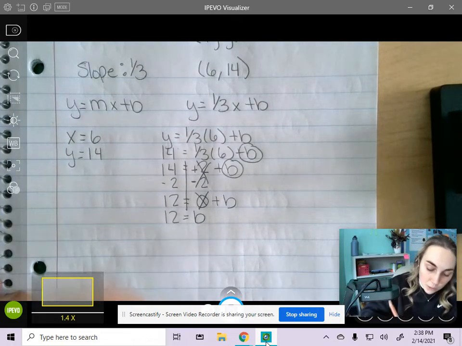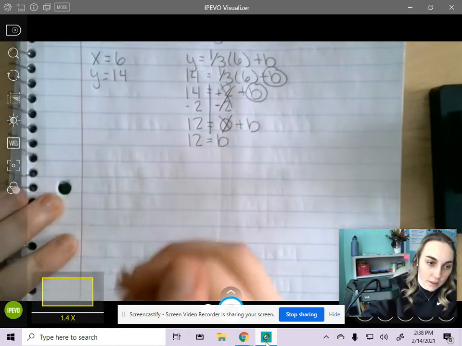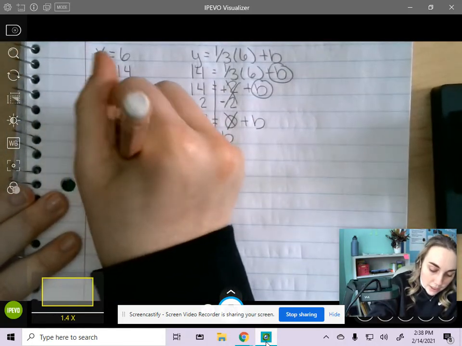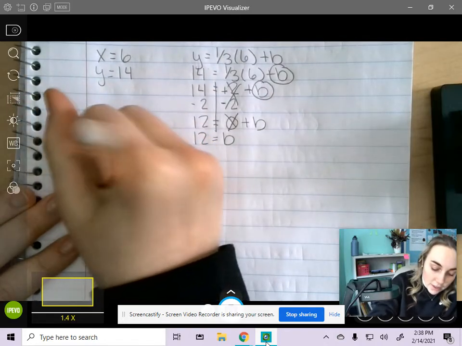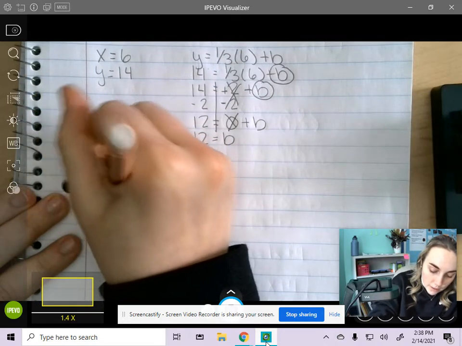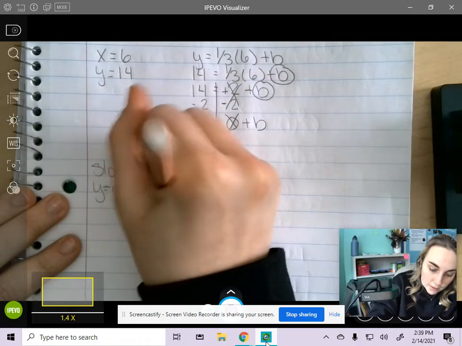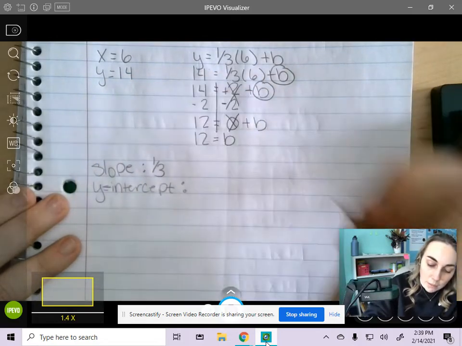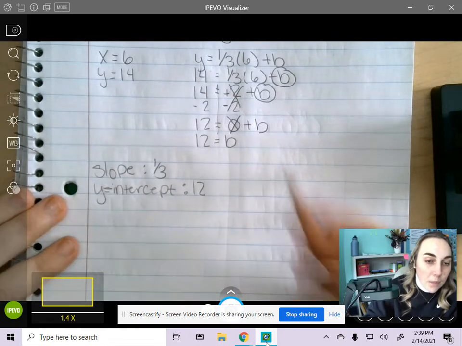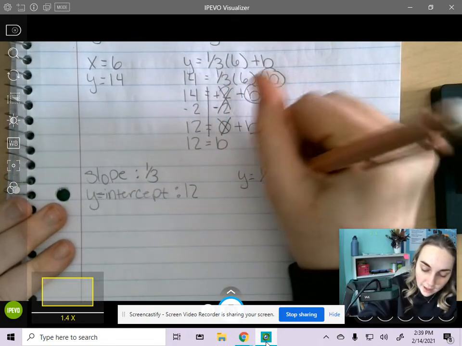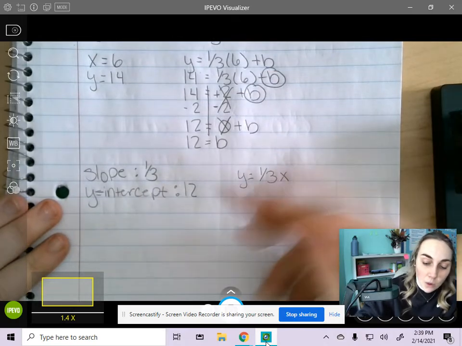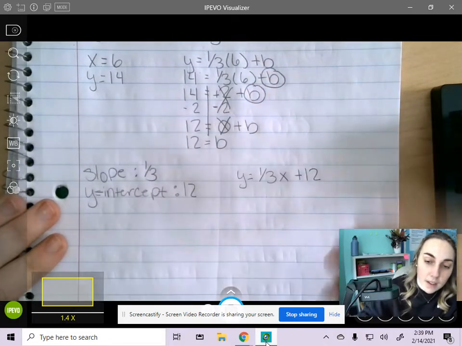So that means we have our slope, which is 1/3. And we have our y-intercept, which is 12. And we can write our equation. Y equals, our slope is 1/3. X is always next to that slope, and our y-intercept is plus 12.